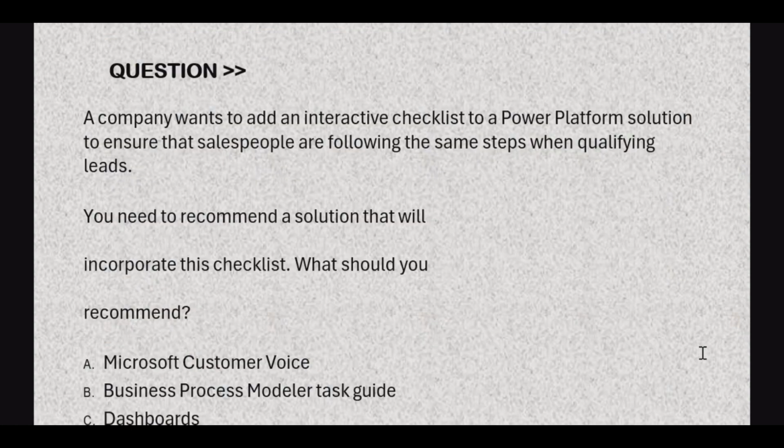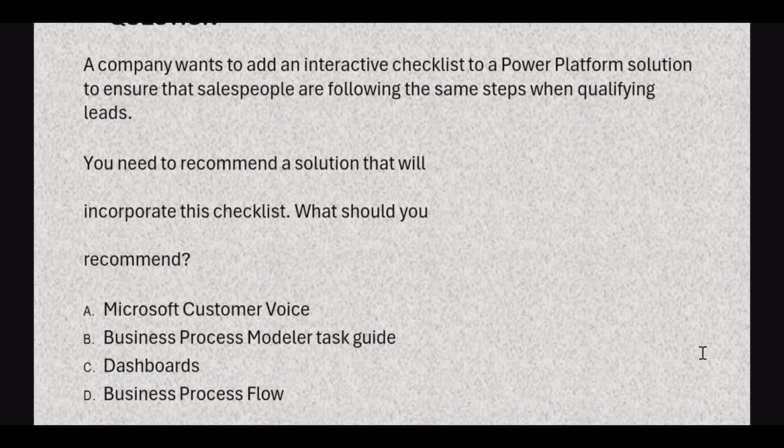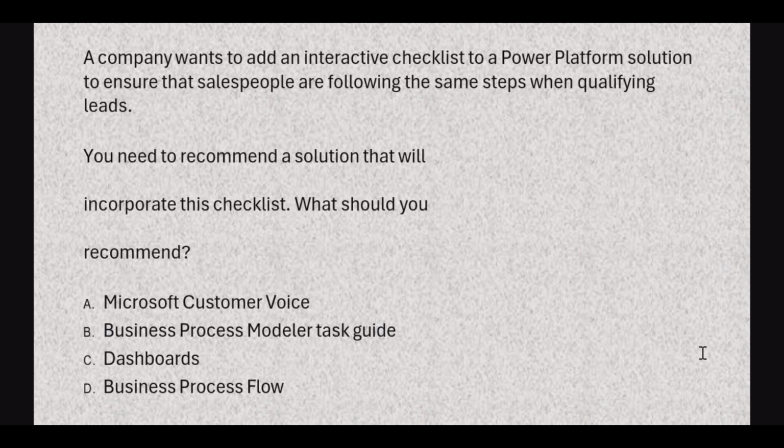Moving towards the next question: a company wants to add an interactive checklist to a Power Platform solution to ensure that salespeople are following the same steps when qualifying leads. You need to recommend a solution that will incorporate this checklist. What should you recommend? The options are: option A, Microsoft Customer Voice; option B, Business Process Modular Task Guide; option C, Dashboards; option D, Business Process Flow. The correct answer is option D.